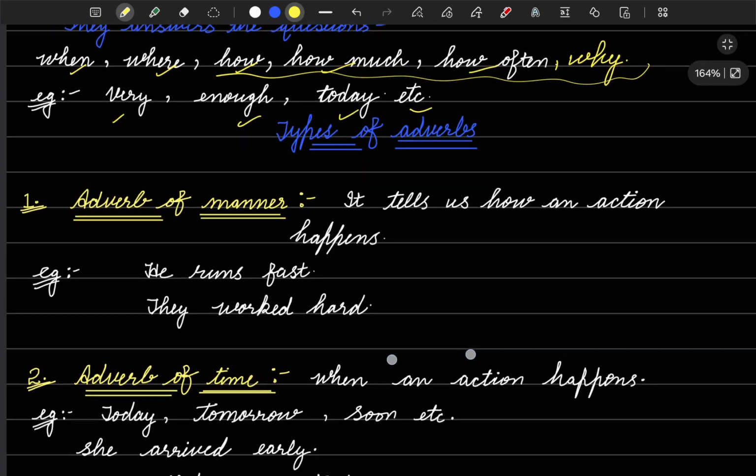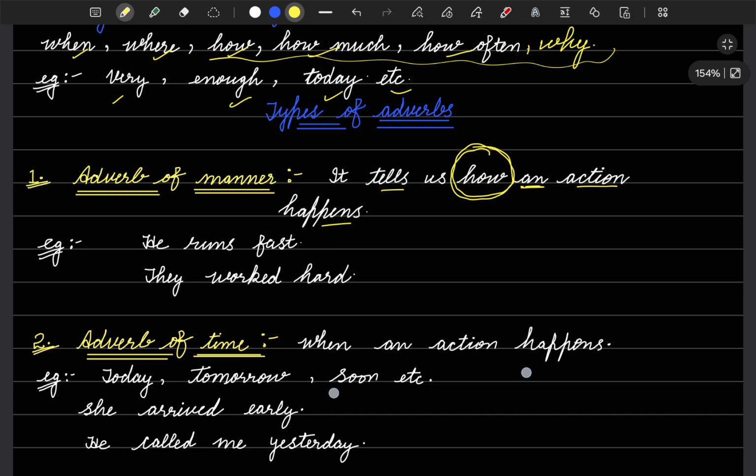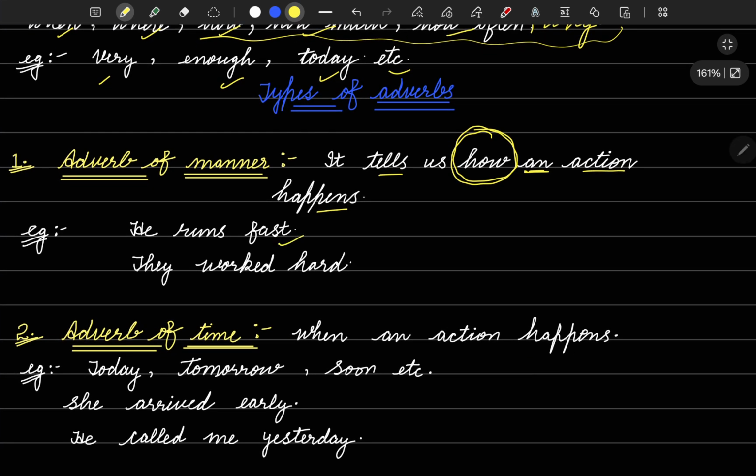Number one is adverb of manner. What is adverb of manner? It tells us how an action happens. Adverb of manner tells us how an action is done. For example, he runs fast.